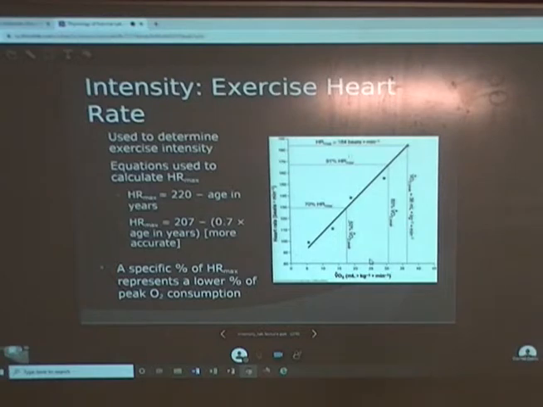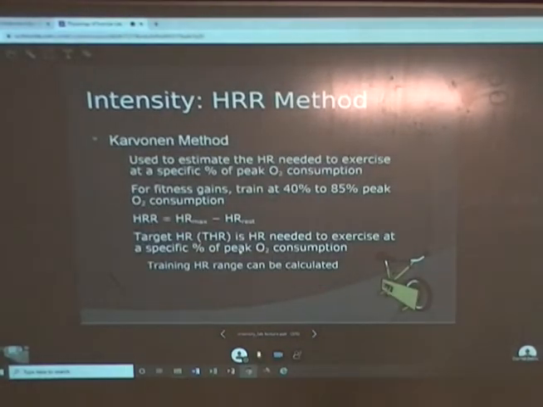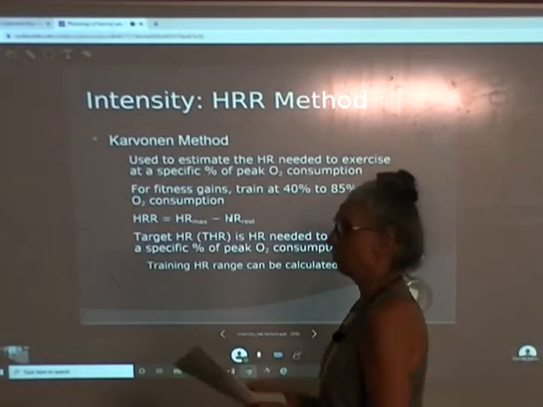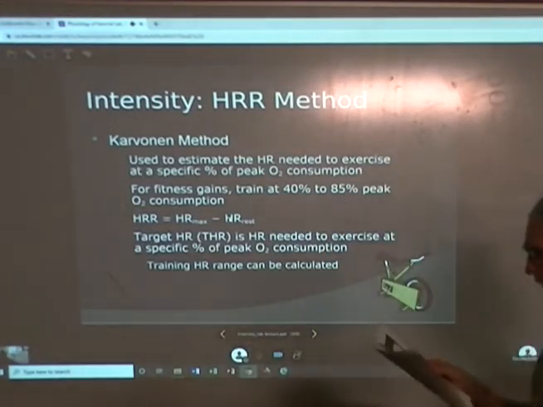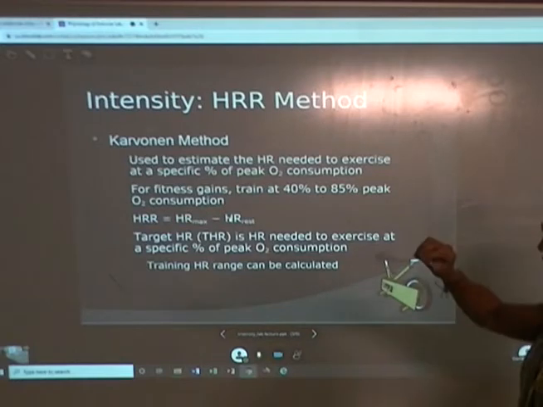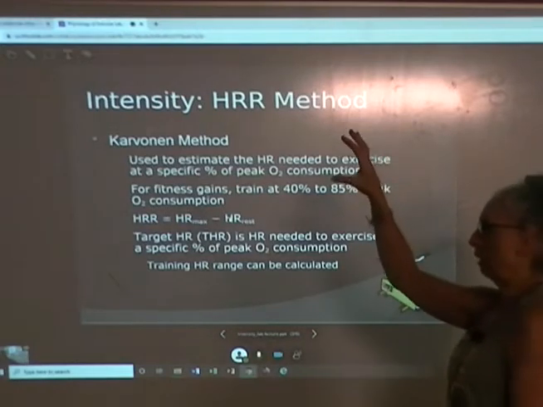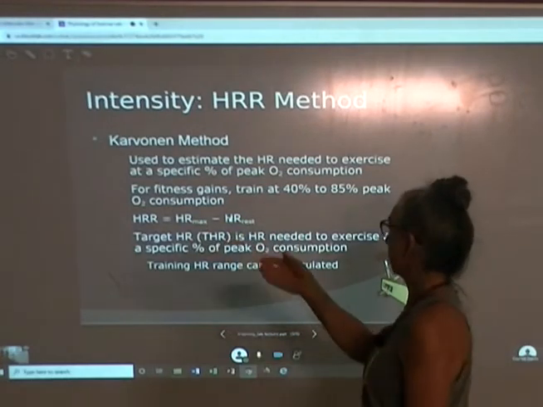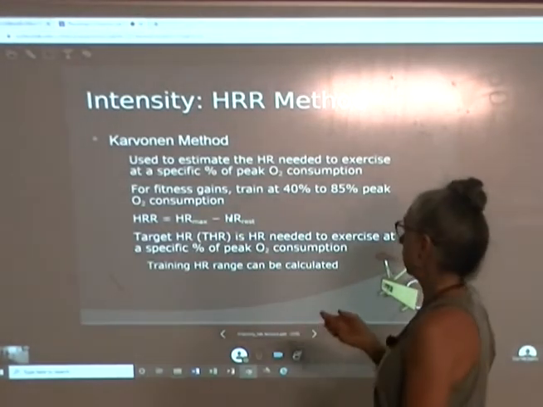Another way of doing percentage VO2 max is to use your heart rate and turn it into the equivalent of a percentage VO2 max. So this is called the Karvonen method or the heart rate reserve method. Okay? So here you are going to use your heart rate to estimate the percentage VO2 max that the training program gives you, right?